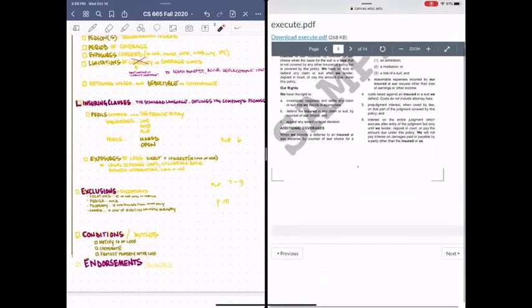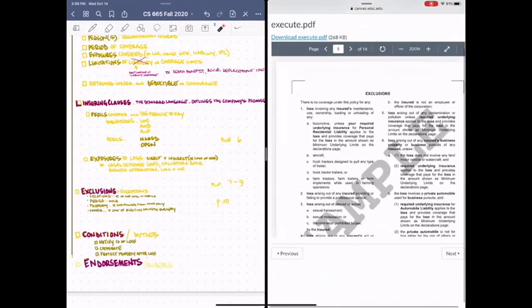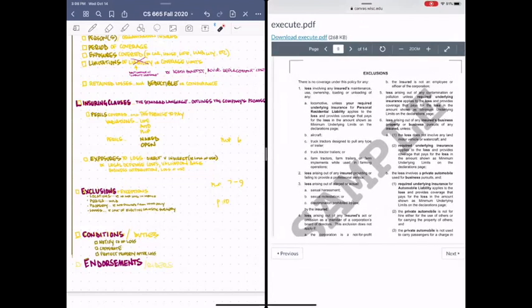Okay, so let's start looking at these exclusions, because that's really where the interesting parts of this contract and most contracts apply. And this is where insurance companies get a bad name, because it feels like insurance companies are just looking for ways to not pay.